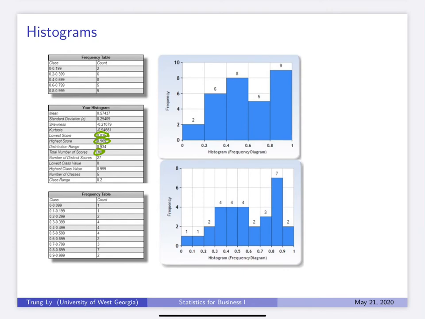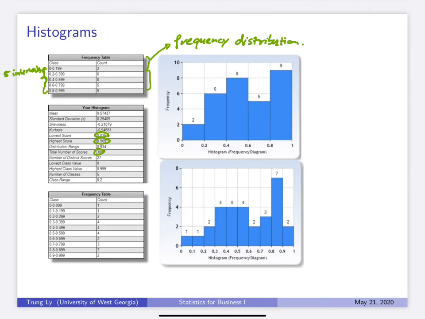So to be able to draw a histogram, the first thing I want to do is construct a frequency distribution, which is what I did in the first table here. Basically, what I did was I divided my data set into 5 intervals, each of which has a width of 0.199.